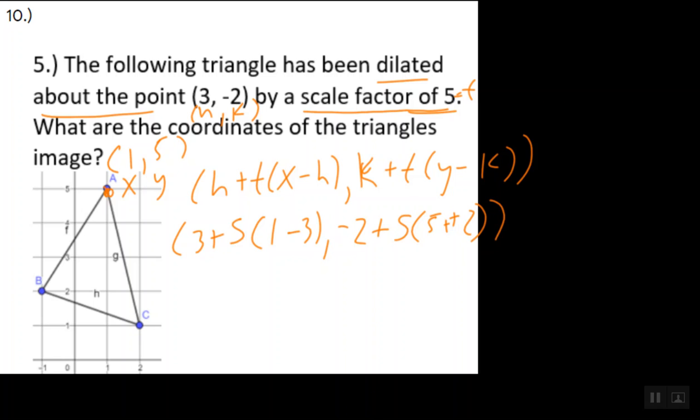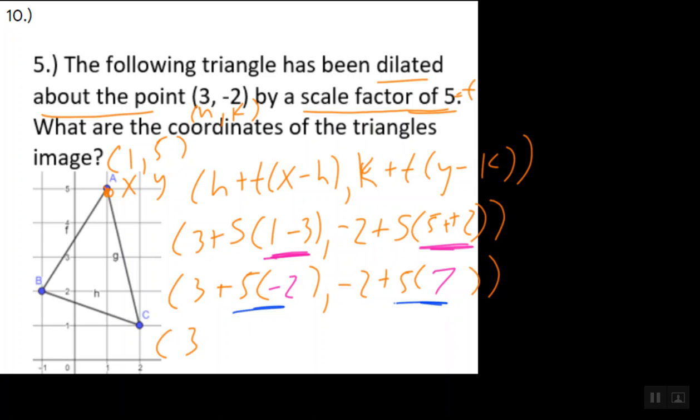Our very next step will always be to take care of what's inside the parentheses. And so we can say, okay, 3 plus 5 parentheses, comma, negative 2 plus 5 parentheses. And inside the parentheses, 1 minus 3 is negative 2. 5 plus 2 is 7. And now we can go ahead and tackle our multiplication.